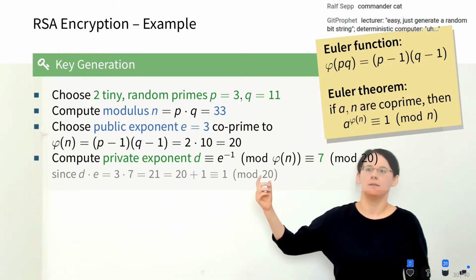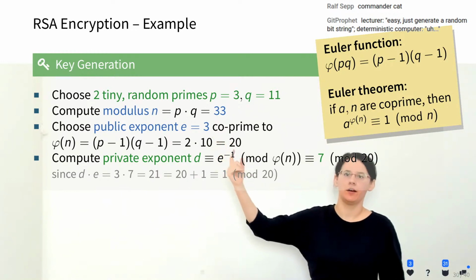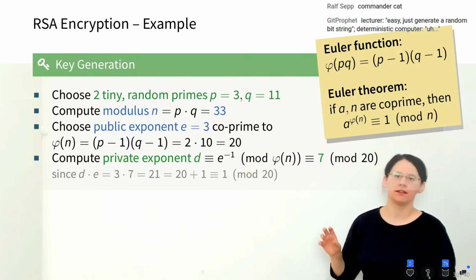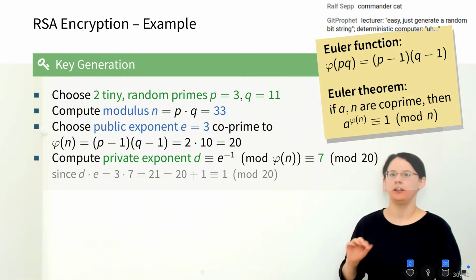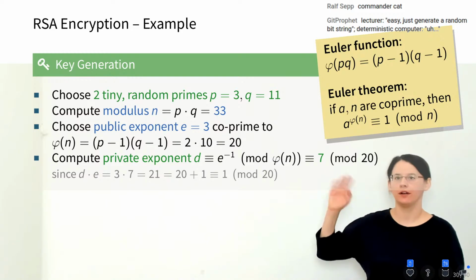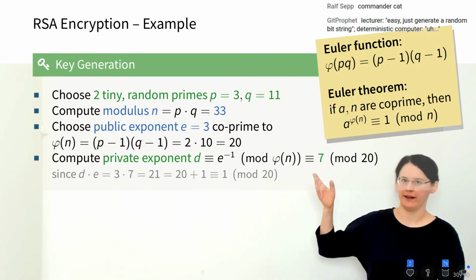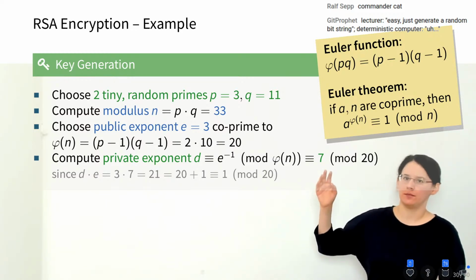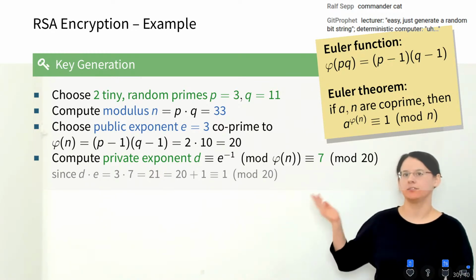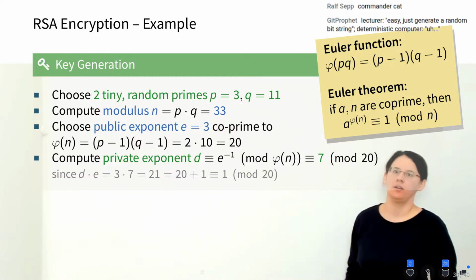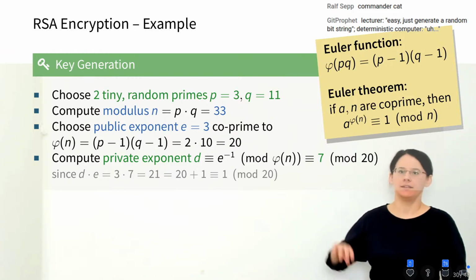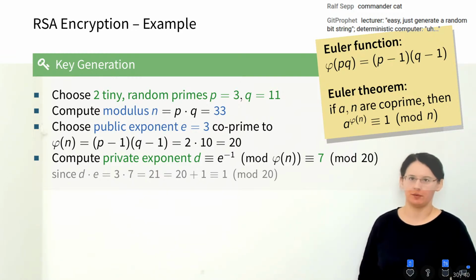And now we need to derive the private exponent. This is the modular inverse of 3 modulo 20. So now we're looking for a number such that this number times 3 equals 1 modulo 20. And this number turns out to be 7. Why? Because 7 times 3 equals 21. And 21 modulo 20 is 1. So 3 and 7 are inverses to each other. And 7 is our private exponent.